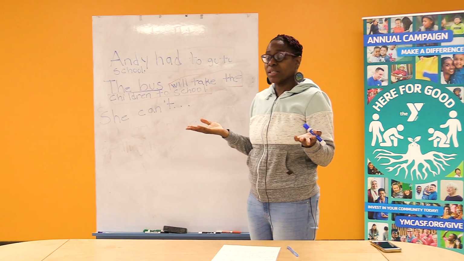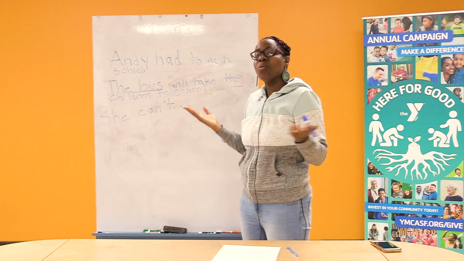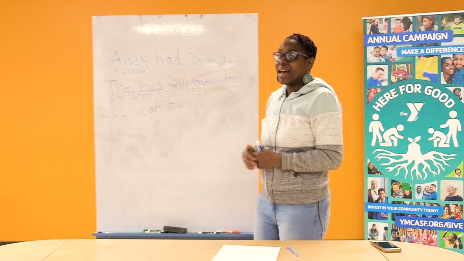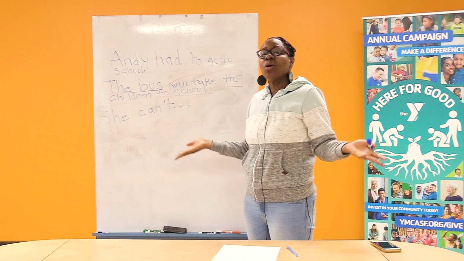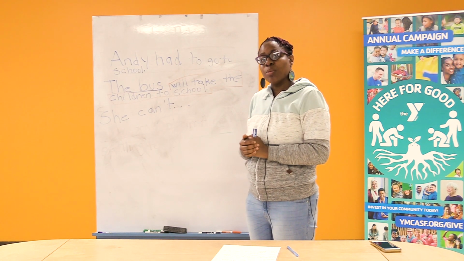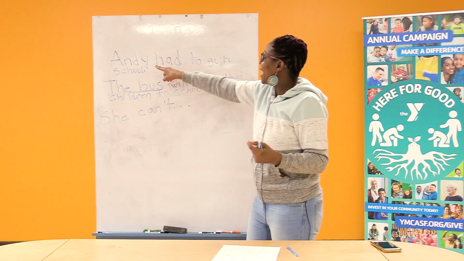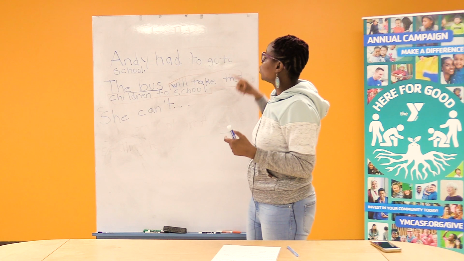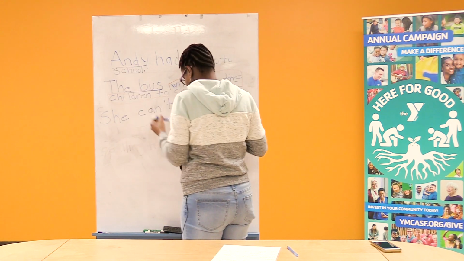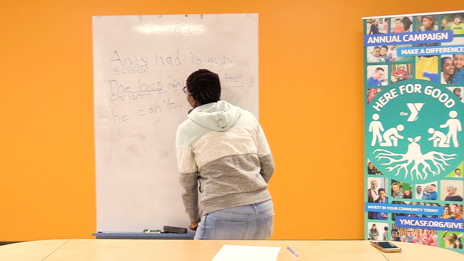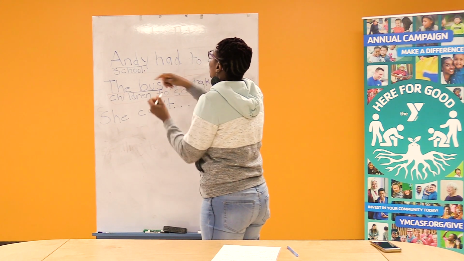Just like in the first sentence, I only had Andy had. I didn't know what Andy had. Had he had $5? Had he had a dog? I don't know what he had. But when we added a complete sentence, we found out that Andy had to go to school. So Andy was our subject, and our predicate was had to go to school.